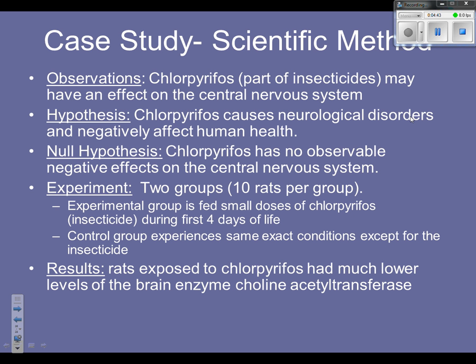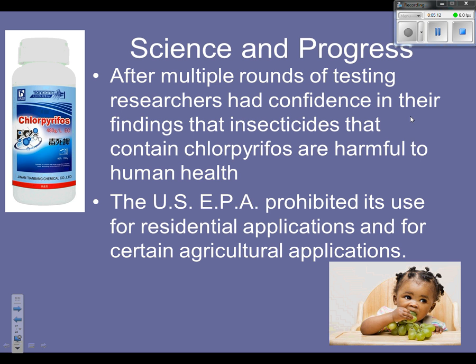The experiment is outlined here, and as in all experiments, you must have an experimental group as well as a control group. That experimental group is going to be exposed to the chemical. That control group is going to have the exact same conditions but without the chemical. So using their results and replicating those results, the scientists were able to have confidence in their results and confirm that hypothesis that chlorpyrifos does have a harmful effect on human health.